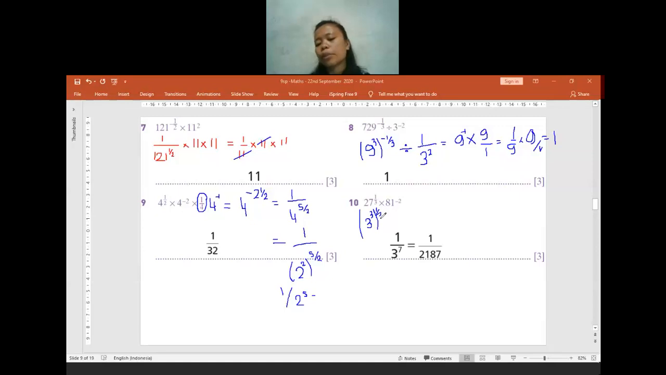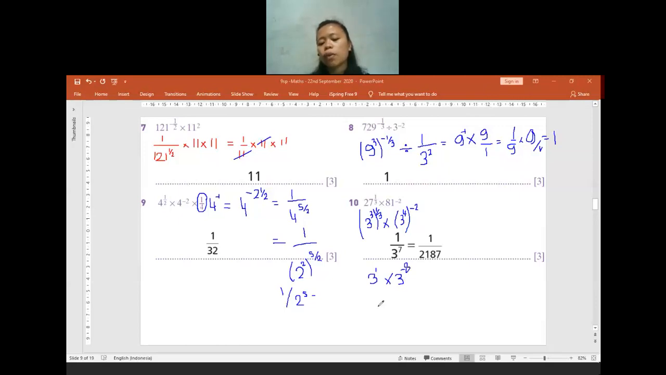With question 10, the 27 will be 3 to the power of 3, getting another power of 1 per 3. And then the 81, I will make it into the same base, so I will change it into 3 to the power of 4, getting another power of negative 2. Now power meet powers, we will do times.